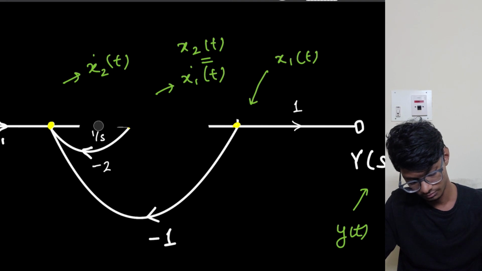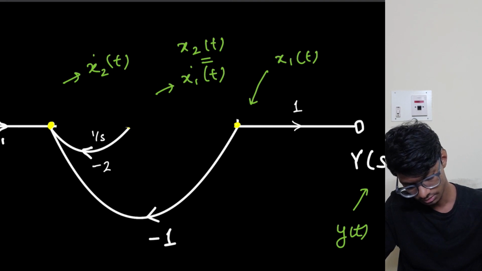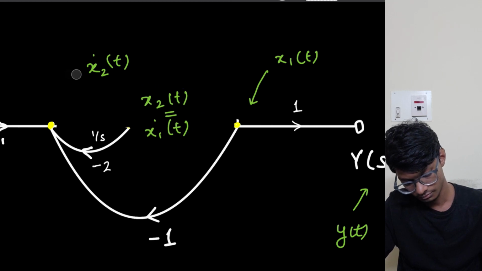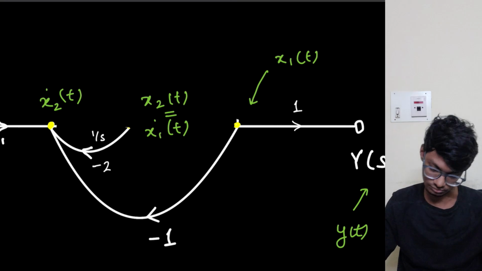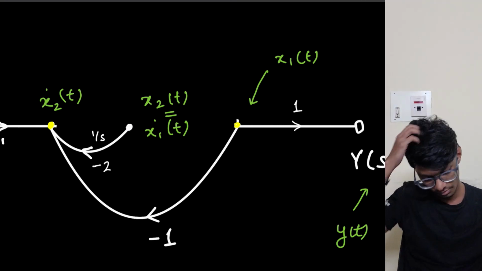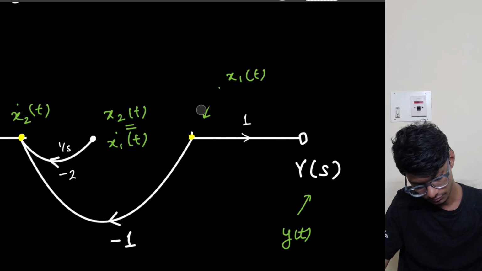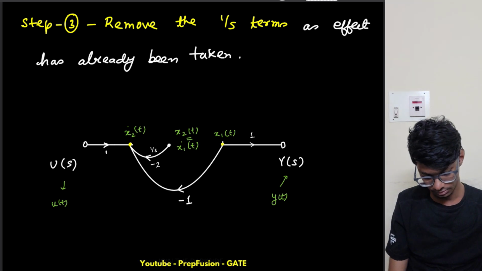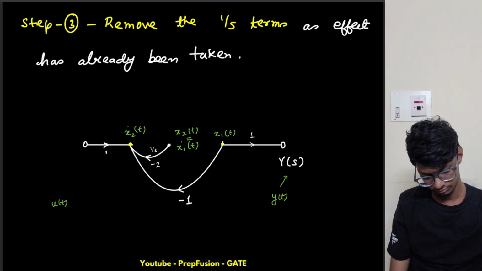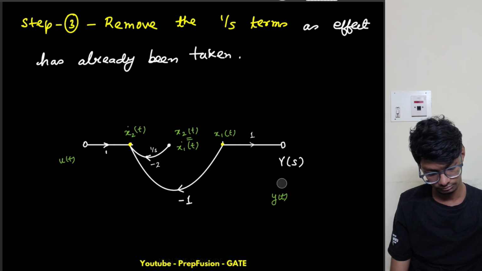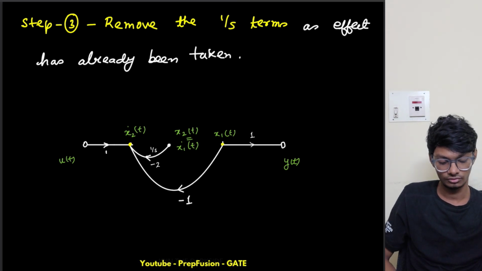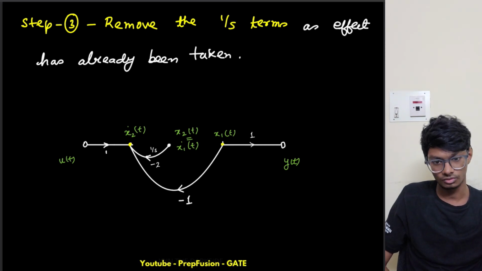Okay, so what is this? This one is x1 dot, and this one is x2 dot. This one is x1 of t. This one is y of t. So this one is basically u of t, y of t, x1 dot, x2 dot. Okay, so all these things we get.